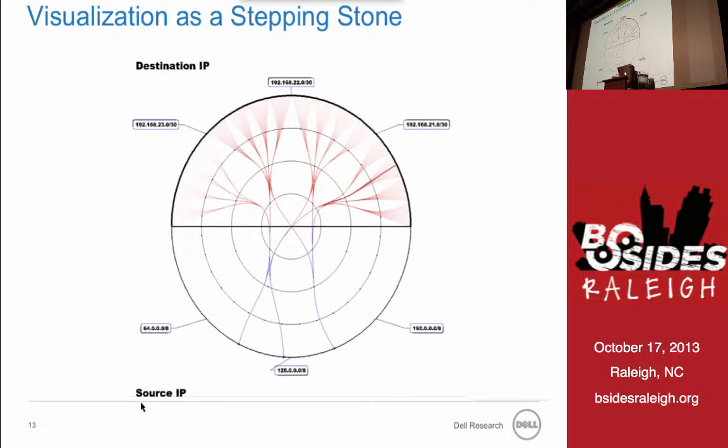That was showing that there's more traffic to one place than any other, and the question then becomes, why is there more traffic there? You can click on that, you can find out what IP that is, and then you can go and search on just that IP and say, what happened with that IP? The purpose of this visualization is to be a stepping stone.